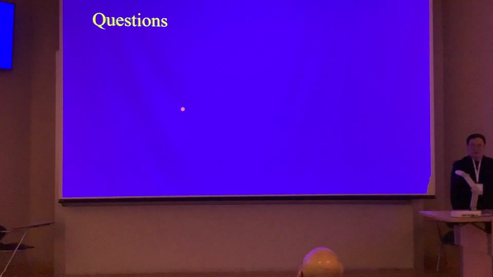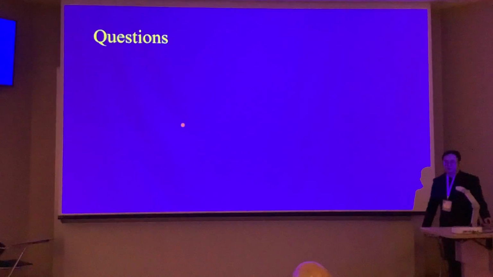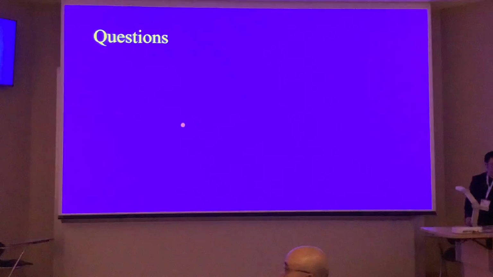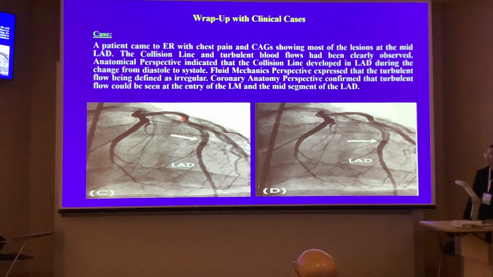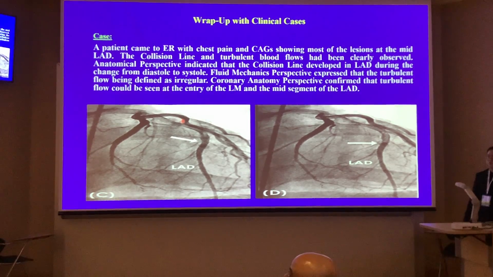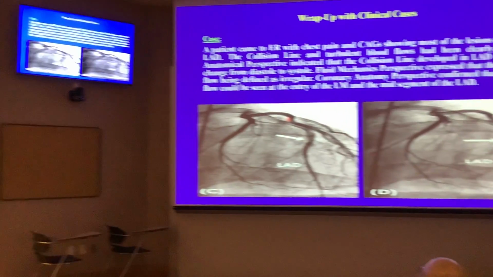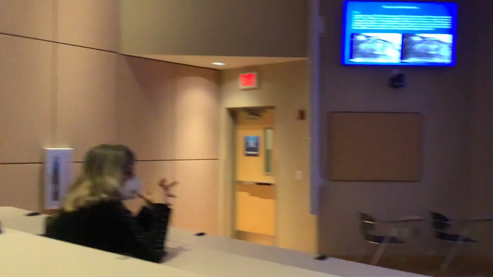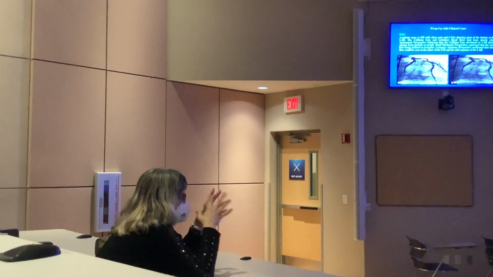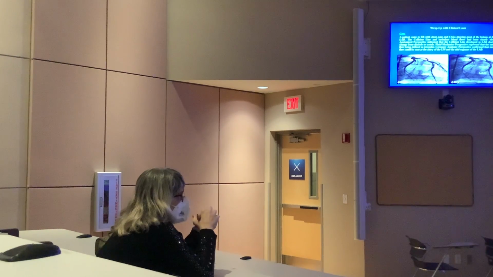No question. Oh, you go ahead. When you have the plaque and you identify it, is that when you find the collision line, or do you find the collision line and then you find the plaque? Is the lesion identifiable first, or do you just immediately look for the flow and find the collision line when diagnosing?